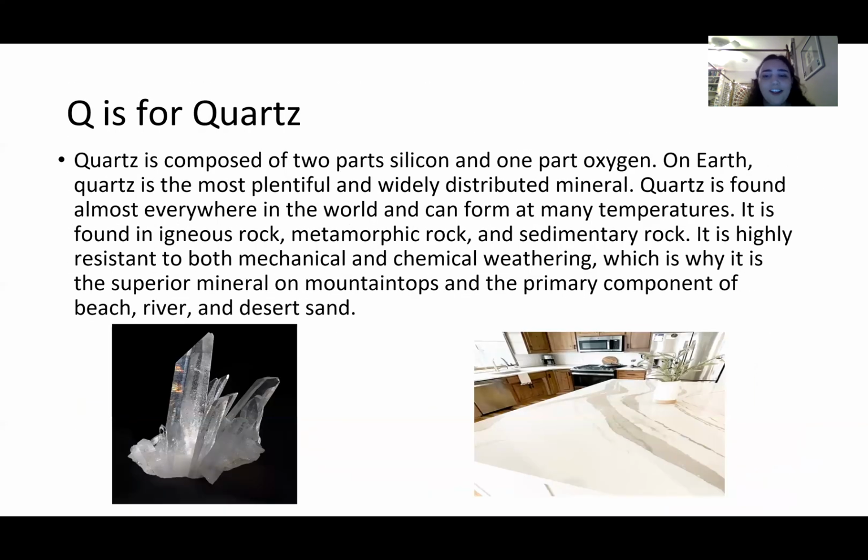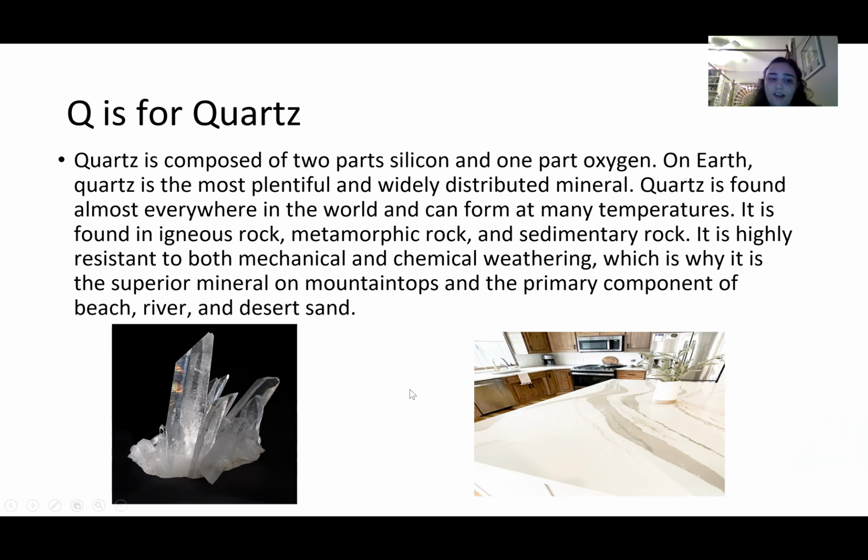Then we're going to do quartz. Quartz is composed of 2 parts oxygen and 1 part silicon. On Earth, quartz is the most abundant and widely distributed mineral. Quartz is found almost everywhere in the world and can form at many temperatures. It is found in igneous rock, metamorphic rock, and sedimentary rock. It is highly resistant to both mechanical and chemical weathering, which is why it is the superior mineral on mountaintops and the primary component of beaches, rivers, and desert sand.